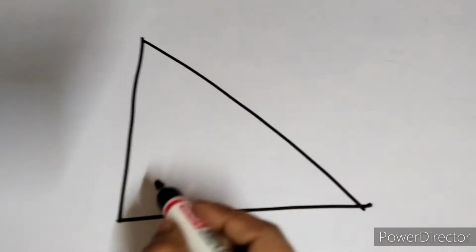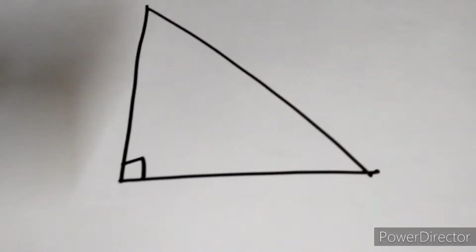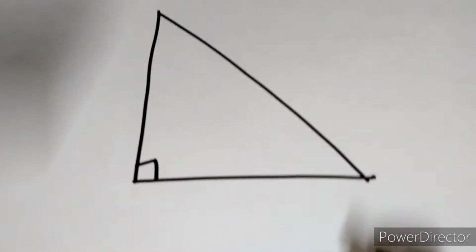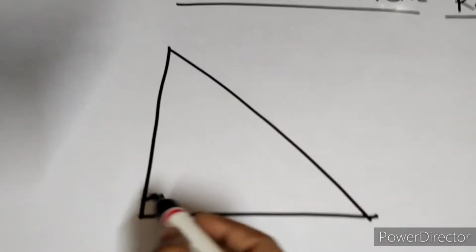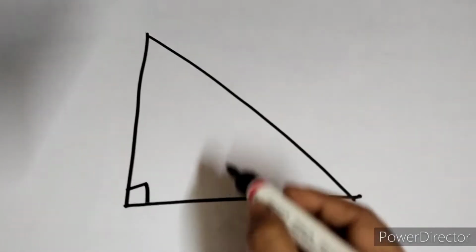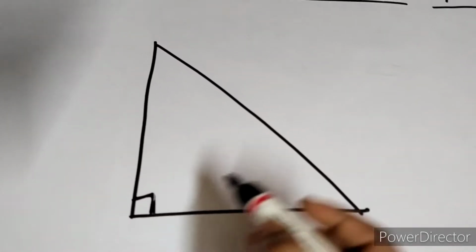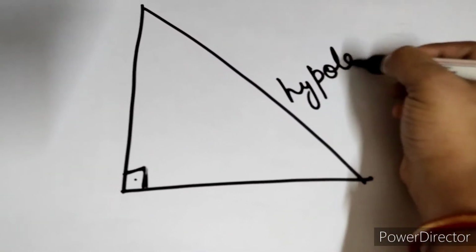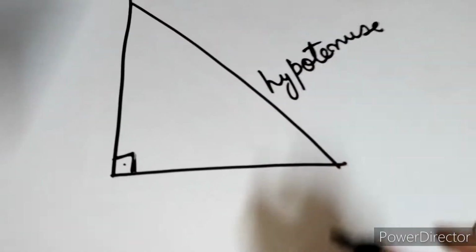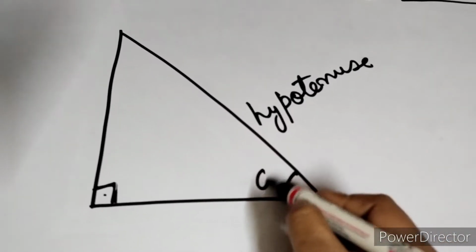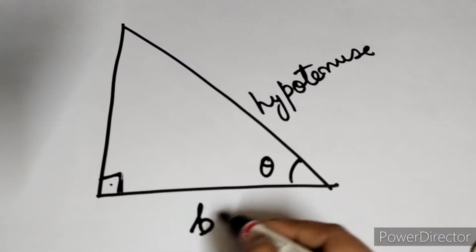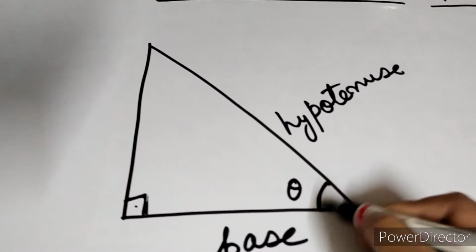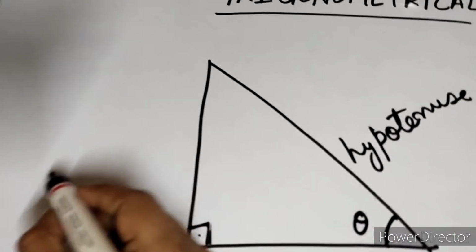So let us consider this right angle triangle, because trigonometric ratios is all about the relation between the sides of a right angle triangle and the angles. Okay, sides. So this is a right angle triangle. If this is 90 degree, then the side opposite to the 90 degree is called the hypotenuse. Now if we consider this angle as theta, then this is the base, because the side with the hypotenuse, and if we consider this as theta, then this is the base and this is the height or altitude.